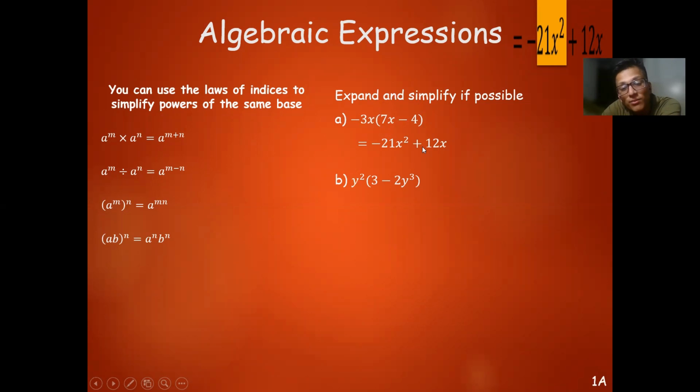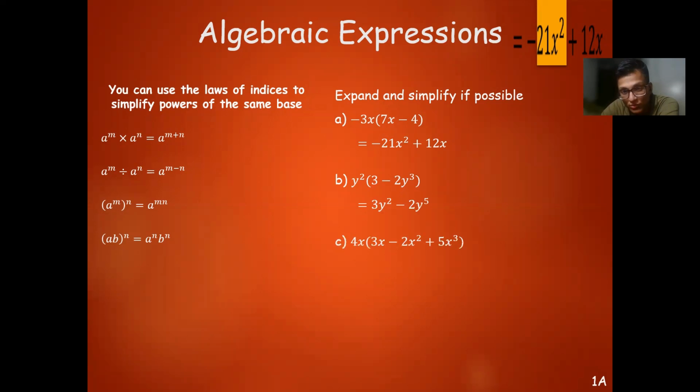Next we have y squared bracket 3 minus 2y cubed. So y squared will multiply 3, which will give us 3y squared, then y squared will multiply minus 2y cubed. And using the laws of indices, it will become y power 5.